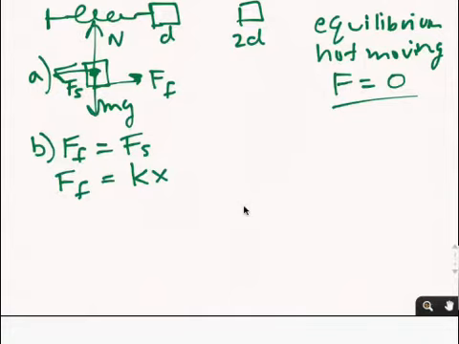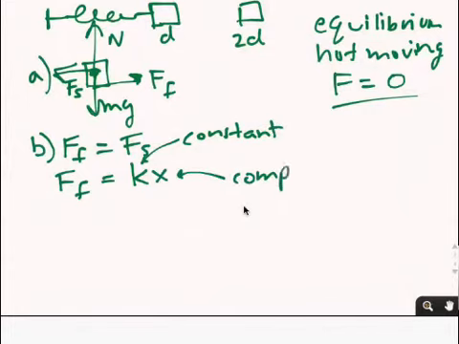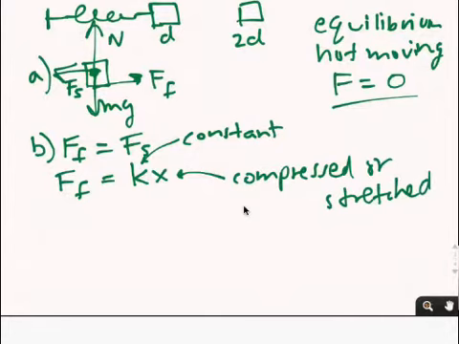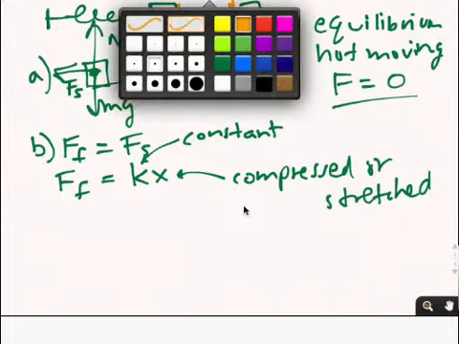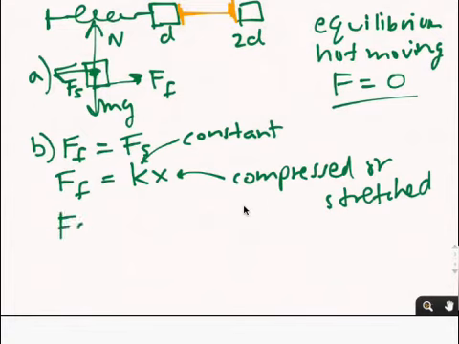And K is the constant, that's the spring constant. And X is the distance that it's compressed or stretched. So in this case, how far was it compressed or stretched? Well, it was from D to 2D. So that is a distance of D. So your F, force of friction, will just be K times D because it was stretched a distance of D.